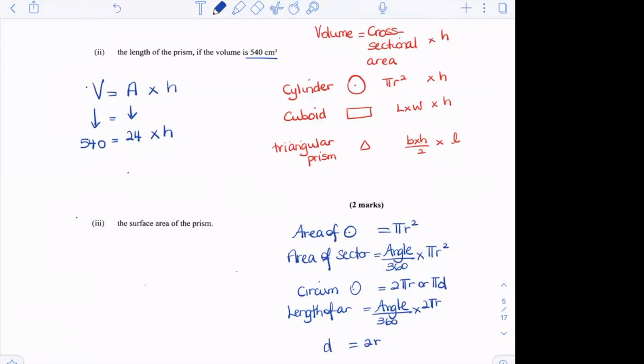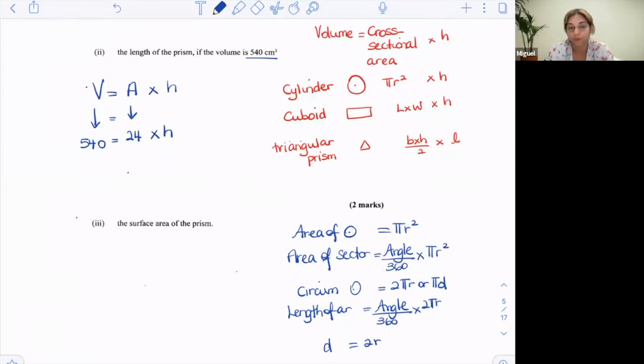So 540 divided by 24. Let me know when you have an answer.